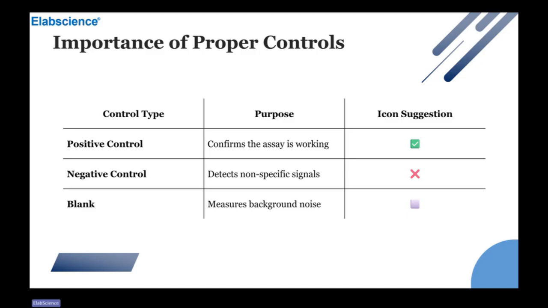Now, if we talk about controls, controls are actually the backbone of a reliable ELISA result. Positive control confirms the assay is working. Negative control detects non-specific signals, and blank well helps us determine the background noise. Including the proper control allows you to interpret data confidently, identify the errors early, and avoid any false conclusions. So always plan controls before starting your experiment, not as an afterthought.